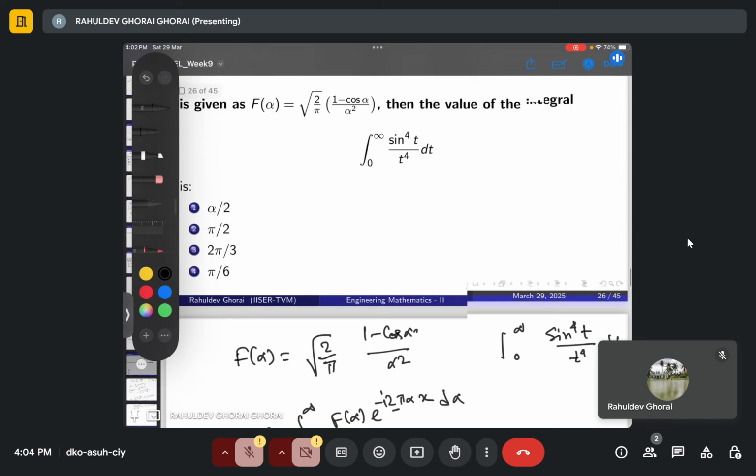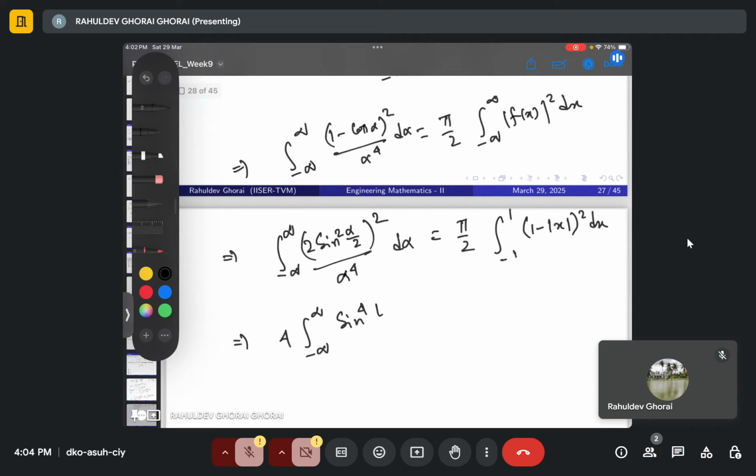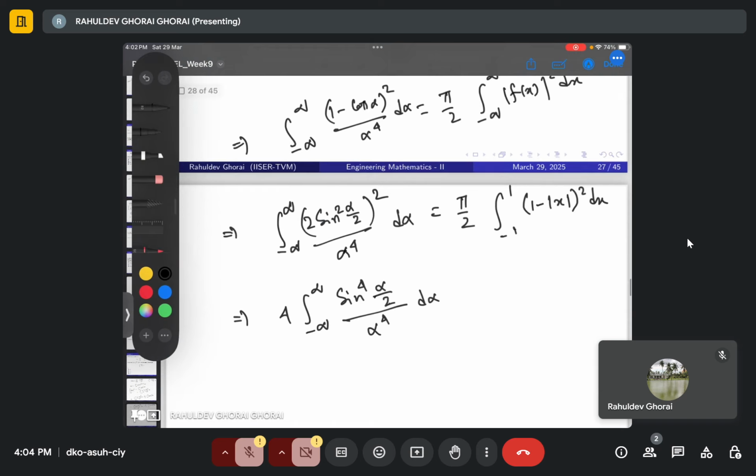I think this is what you need, or no. Some problem is there, it's not exactly the thing which we need. No, let this be alpha by 2, right, over alpha to the power 4 d alpha, right? That's all here. So then what you have is equal to pi over 2.